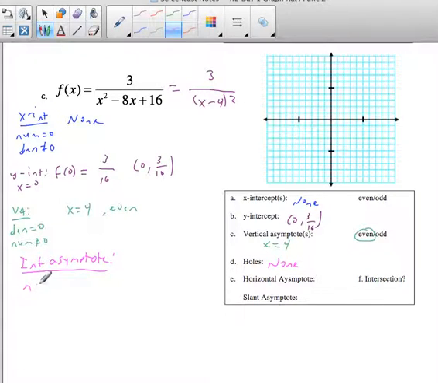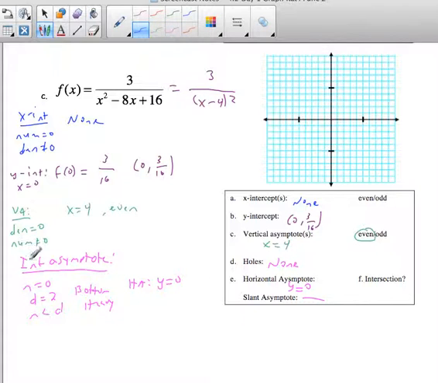The degree of the numerator, in this case, is 0 because we have a constant term. That's like 3 times x to the 0th. The degree of the denominator is 2. N is less than d. If the degree of the numerator is less than the degree of the denominator, our graph is bottom heavy, we can say. So we have a horizontal asymptote at y equals 0. We will not have a slant asymptote. We can't have both a horizontal and slant asymptote in a single graph.